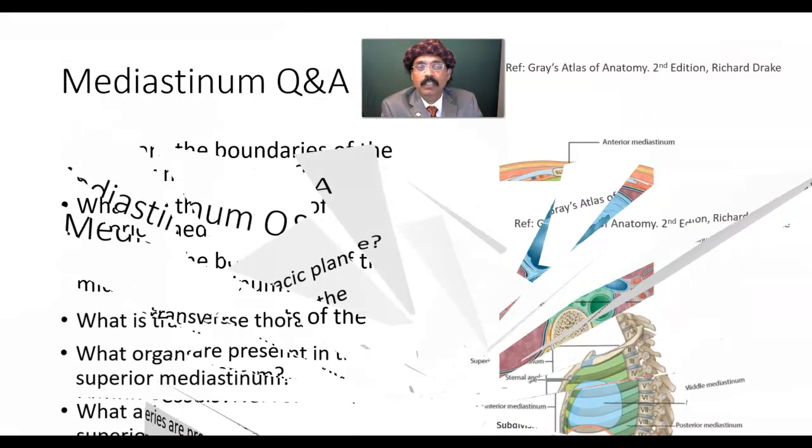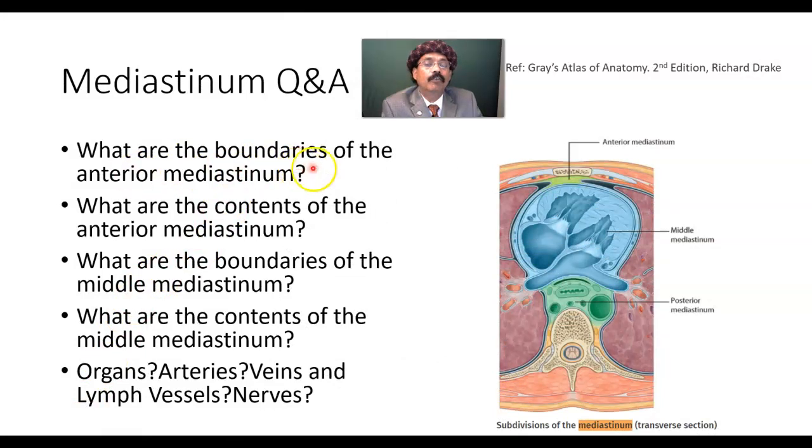Now we'll go to the next slide. What are the boundaries of the anterior mediastinum? Anterior mediastinum is bounded anteriorly by the body of the sternum, posteriorly by the pericardium, and below by the diaphragm. Okay, we got that. What are the contents of anterior mediastinum? This is a narrow space. Its content, it may contain thymus in children. Okay, so it may contain thymus in children.